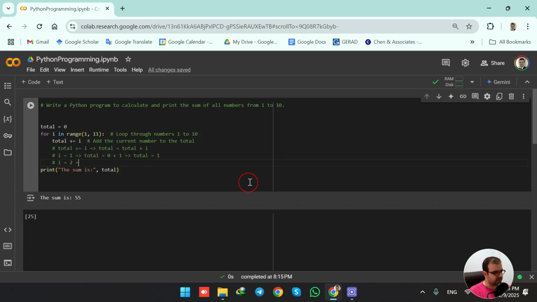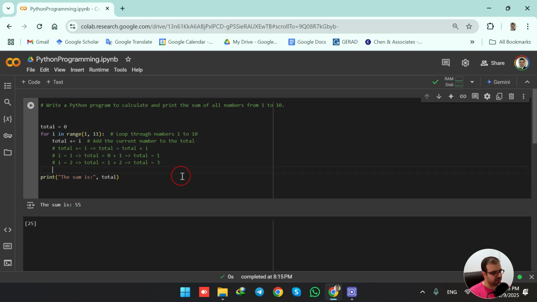Then I equals 2, total equals 1 plus 2. Why? This comes from this formula, total plus I. This one is the value of total which we calculated in the previous iteration to be 1. And this 2 comes from this I, okay? I equals 2 in this iteration. Therefore, now total equals 3.